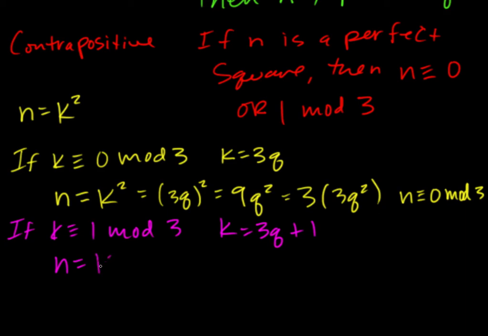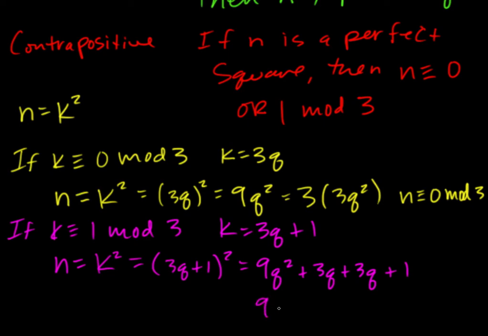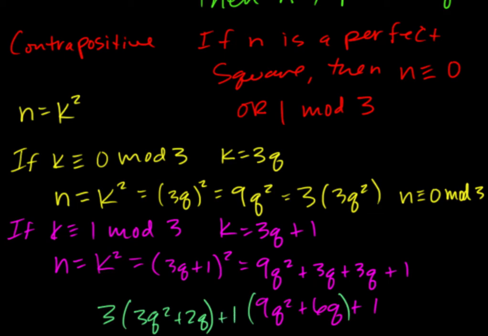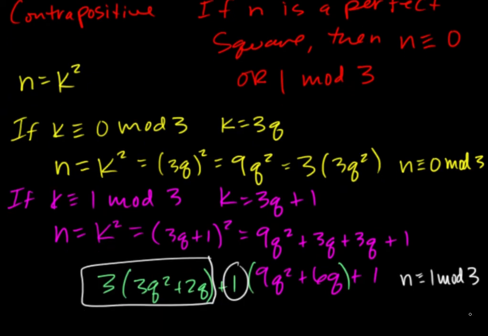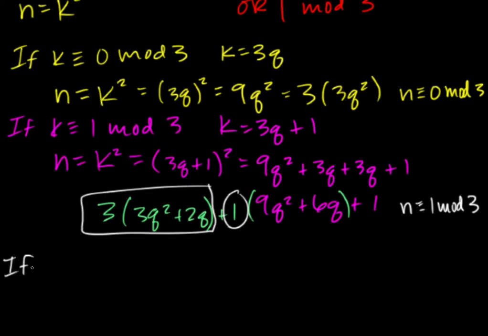Okay, so n is equal to k squared. So we plug that in, 3q plus 1 squared, which is going to give us 9q squared plus 3q plus 3q plus 1. And if we simplify that, and if we group these together, we can take out a 3. That would leave us with 3q squared plus 2q, and then plus 1. And so that's what we were looking for, something divisible by 3 with 1 as a remainder. And so that is the same thing as saying we're congruent to 1 mod 3.